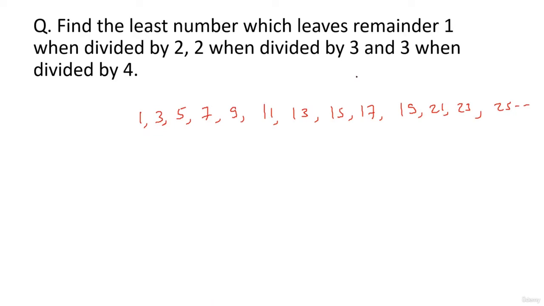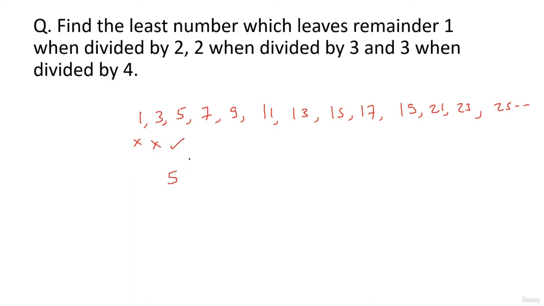1 on dividing by 3 will give you remainder equal to 1, because 1 is smaller than 3. Not needed. 3 on dividing by 3 gives you remainder 0. Not required. 5 on dividing by 3 will give you remainder 2. 3 ones are 3, 2 is left. Right? This works, this we want. So 5 is something which you'll be interested in.